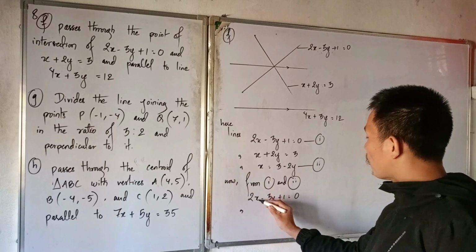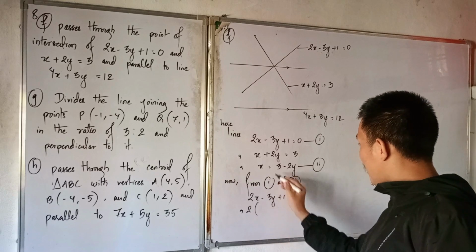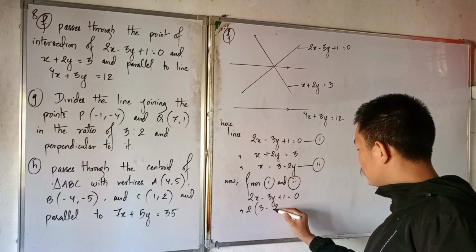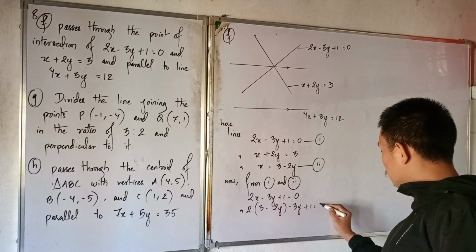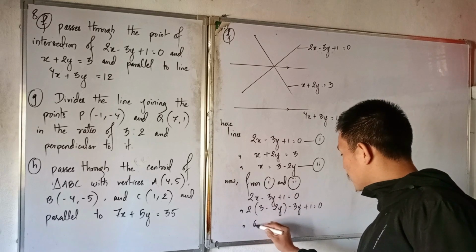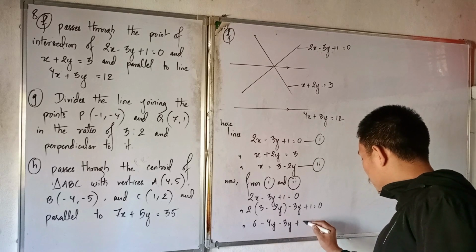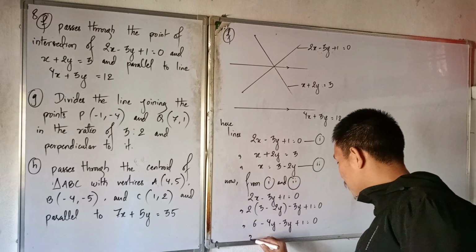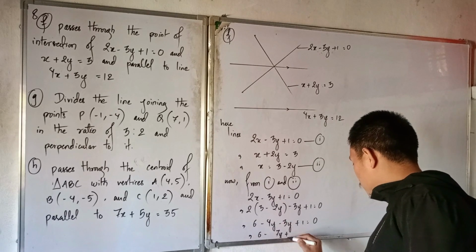Now substitute the value of x from line 2. Putting 3 minus 2y into x, we have 3 minus 2y minus 3y plus 1 equals 0. 2 times 3 is 6, minus 2 is 4; 6 minus 2y minus 3y gives 7y, so the equation is 7 minus 5y plus 1 equals 0.